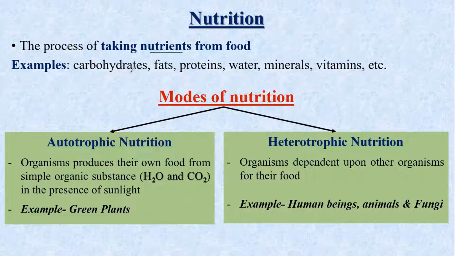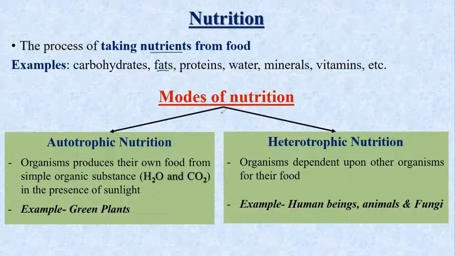Nutrients are the substances like carbohydrates that we get from products like wheat and rice, fats that we get from oily substances and animal products, proteins that we get from the pulses, water, minerals, and vitamins that we get from various fruits and vegetables. The process by which we take these nutrients from our food is called nutrition.